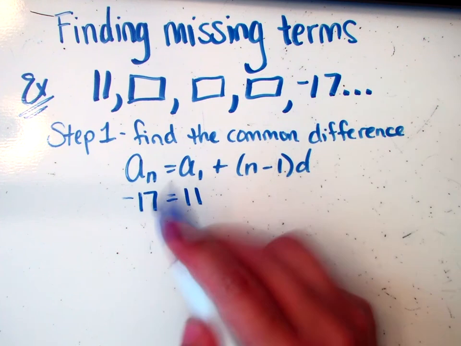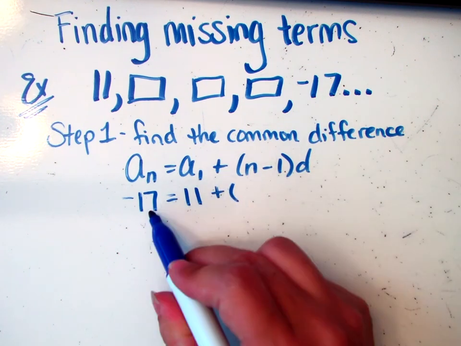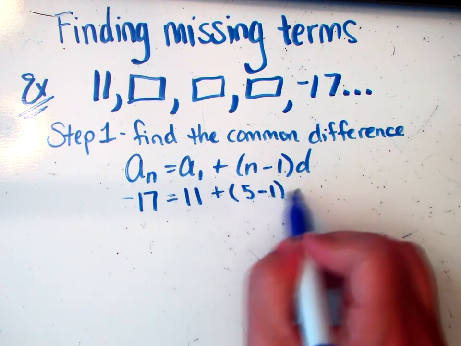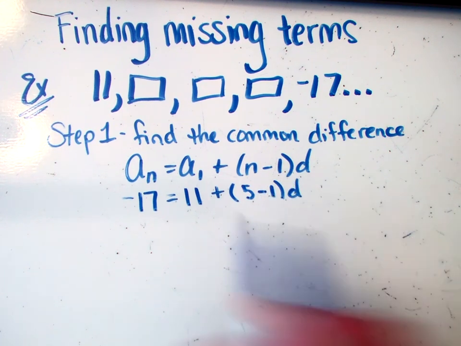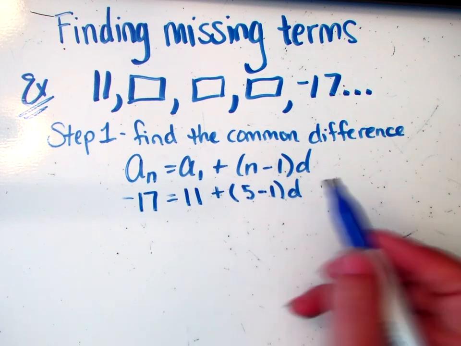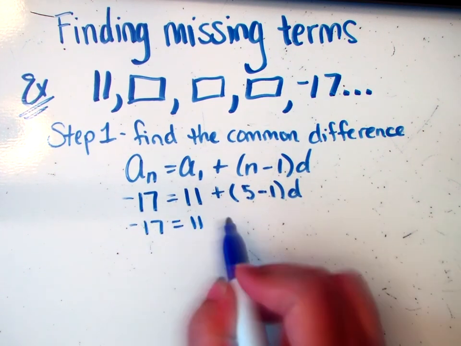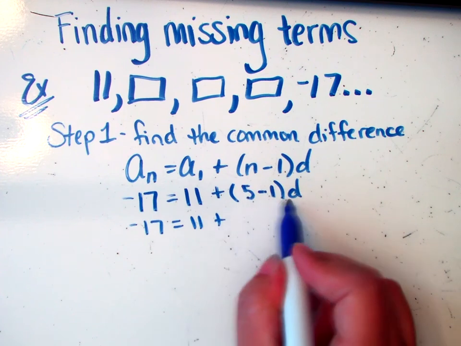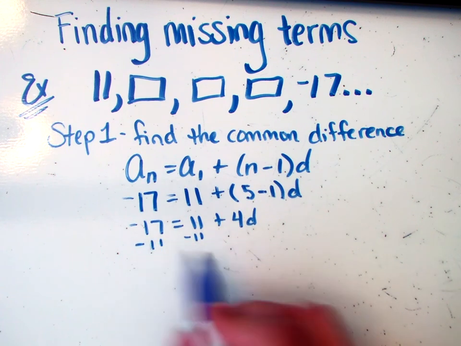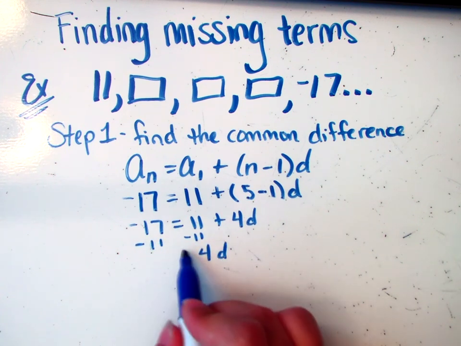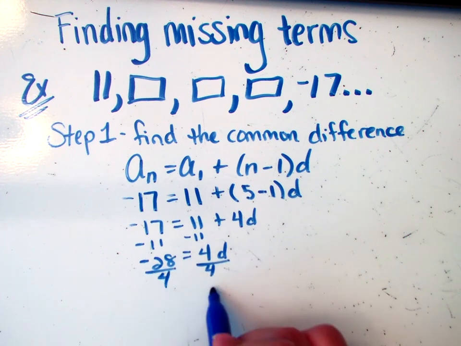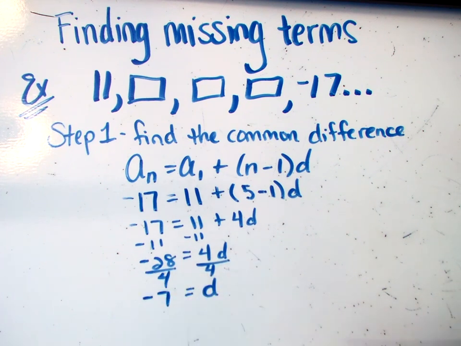And I need to know where that term is because this n relates to this number. So it will be the 5th term minus 1 times d. Do you see that now I have all numbers and d is my only variable to solve? So now I have negative 17 equals 11 plus 5 minus 1 is 4, 4 times d is 4d. We are going to move the 11 over. We're going to have 4d equals negative 28. Divide by the 4, divide by the 4, and our difference is going to be negative 7.